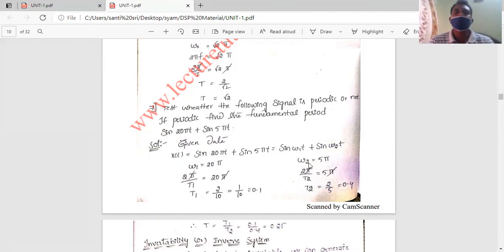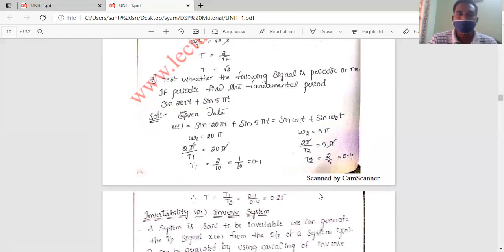Similarly, omega 2 is equated to 5 pi, or omega 2 can be written as 2 pi f2, so 2 pi by T2 is equal to 5 pi. The pi gets cancelled. So T2 equals 2 by 5, or 0.4. This is the second fundamental period. So by the definition, T is equal to T1 by T2, which is 0.1 by 0.4, equal to 0.25. So the total fundamental period of this problem is 0.25.